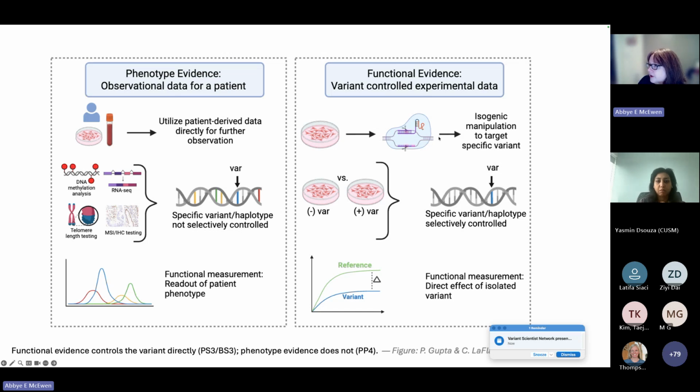On the other hand, functional evidence is where you experimentally control for the variant. So in this example here, we have a workhorse lab cell line. The variant of interest is being introduced via a CRISPR system. And we can look at the phenotype of the cells with and without a variant. And this allows us to control for very specific variant effects. We know that the single variant that we introduced is responsible for whatever molecular or cellular phenotype we're looking at.